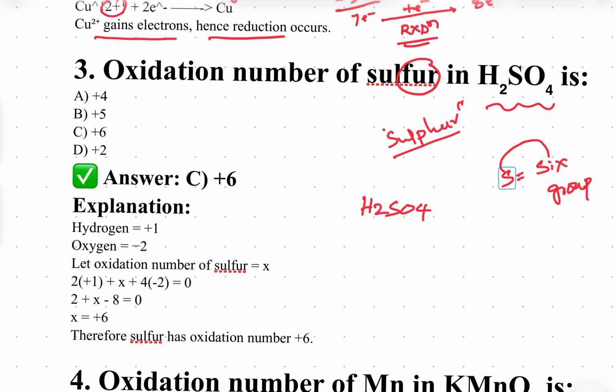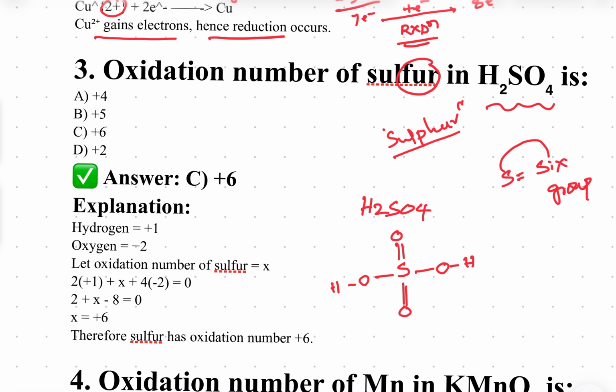So its group number is 6. That means you can take your sulfur and draw 6 bonds around the sulfur. How many oxygens are there? 4 oxygens. Each oxygen, here we need to add one hydrogen on this side and one hydrogen on this side. Remaining we can keep as double bonds here.